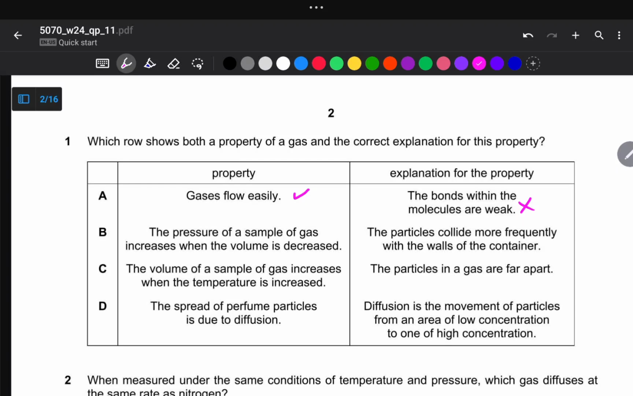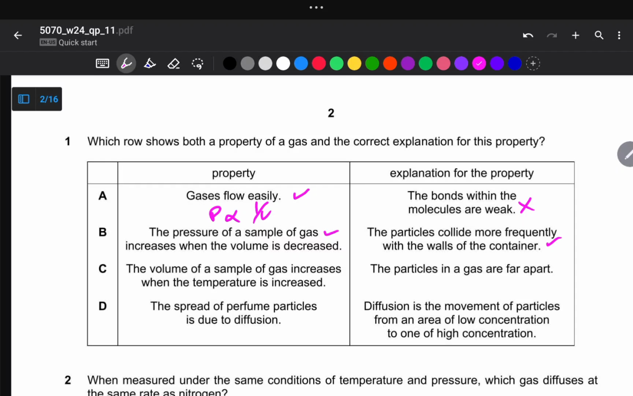So we go on to option B. The pressure of a sample of a gas increases when the volume decreases. This is true. So pressure and volume are connected by what we call Boyle's law. So Boyle's law says pressure is inversely proportional to volume. So when pressure increases, volume decreases, right? So the pressure of a gas increases when the volume decreases because the particles are colliding with the walls of a container, right? So this becomes true. Are we together, guys?